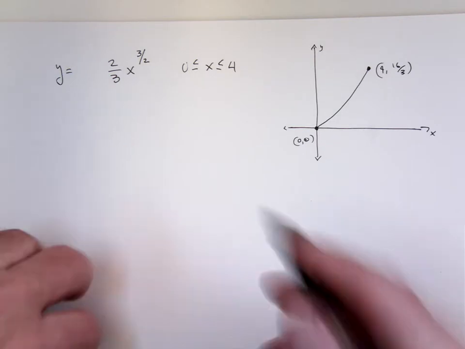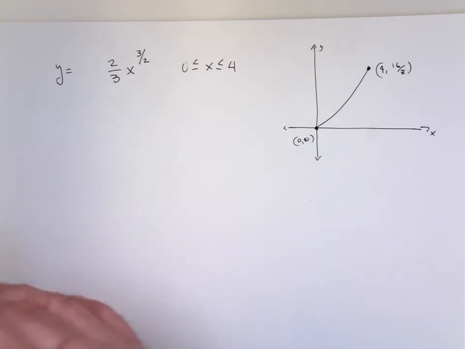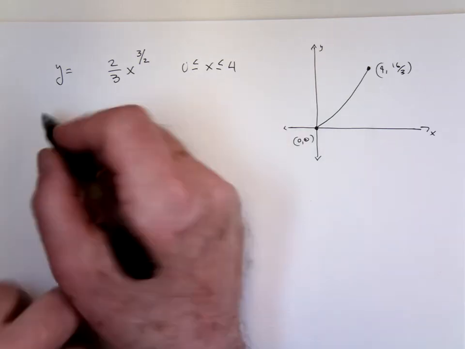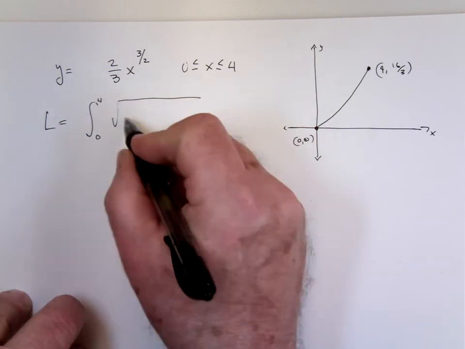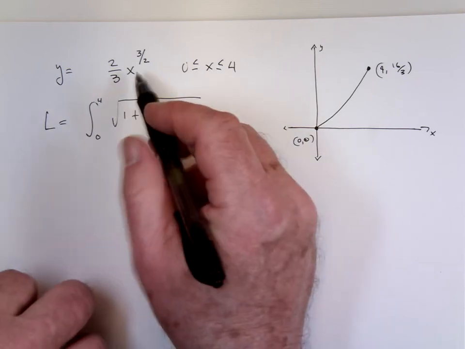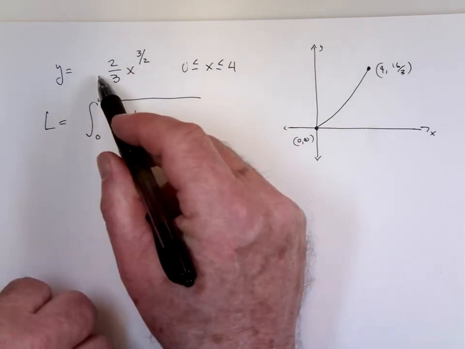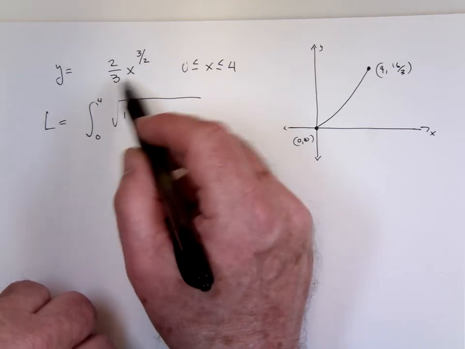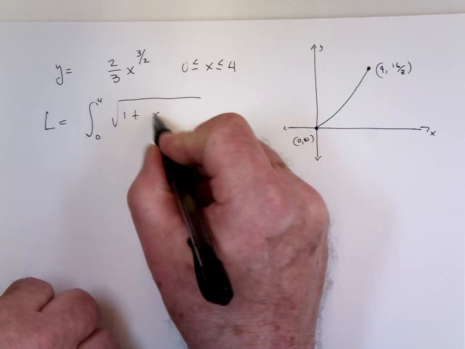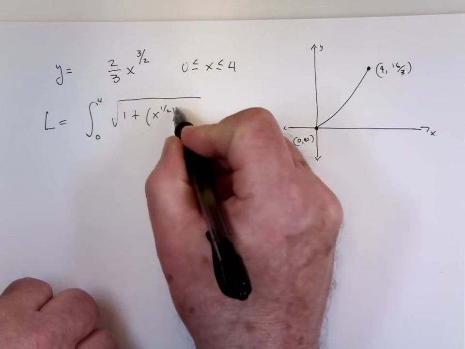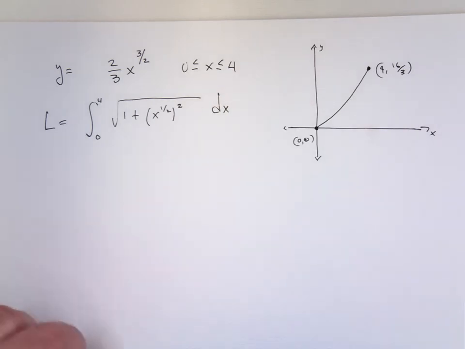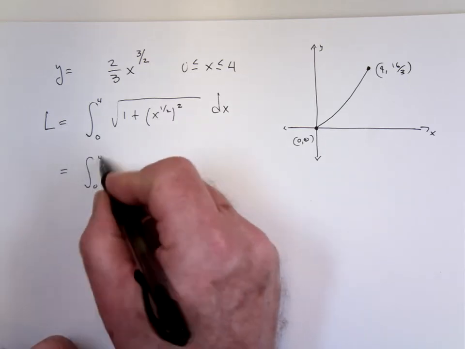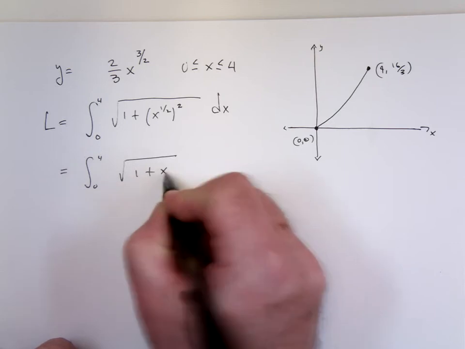Length of that curve is equal to the integral from 0 to 4, square root of 1 plus the derivative. Now, what is the derivative? 3/2 comes out front, cancels the 2/3, that's nice. X to the 1/2, squared, dx. Okay? 1 plus the derivative squared dx. That's what we have. Length of that curve, 0 to 4, square root of 1 plus x. Whoa, that's nice.